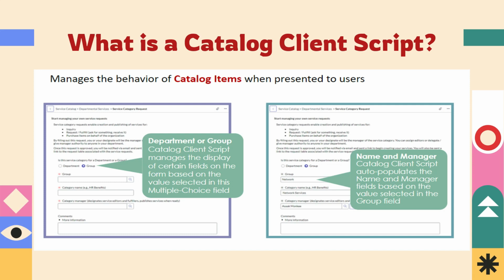Okay, so now you can see with the help of an example we are using a group. Whenever we are checking a group field, we are seeing three fields become mandatory, right? So when we select a group field, category manager is mandatory. So this we are going to achieve with the help of a catalog client script.